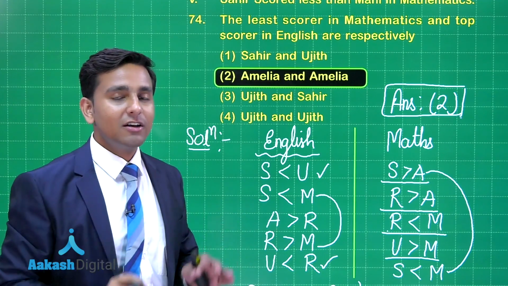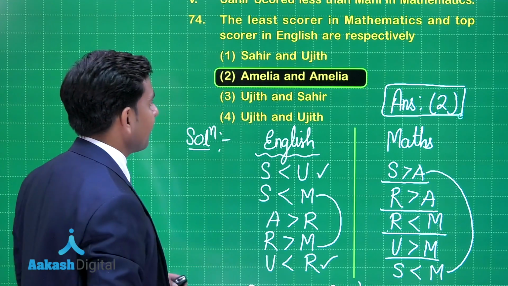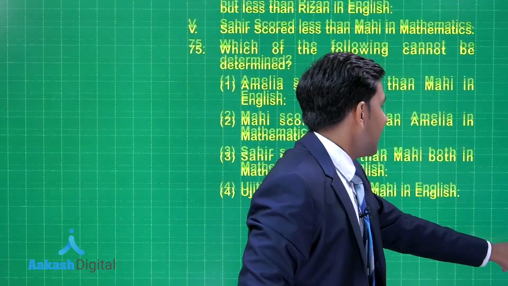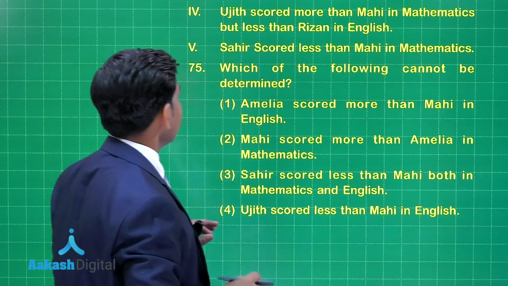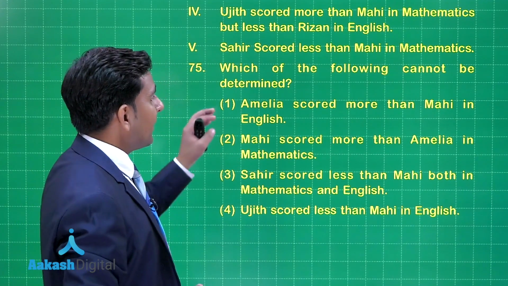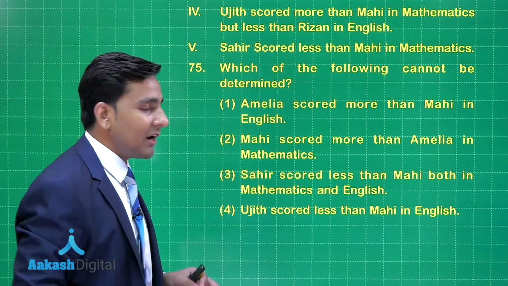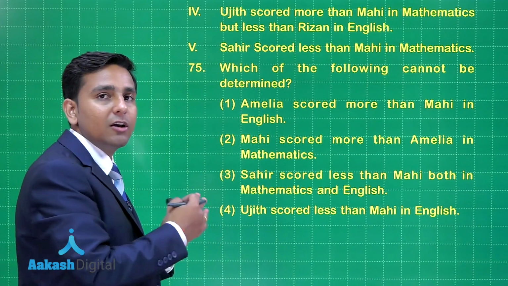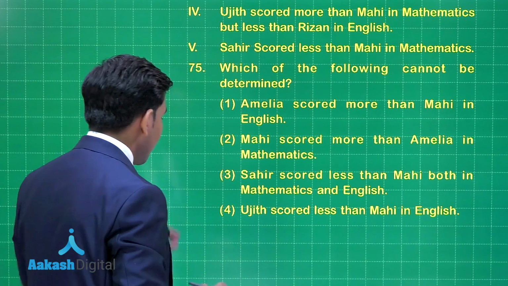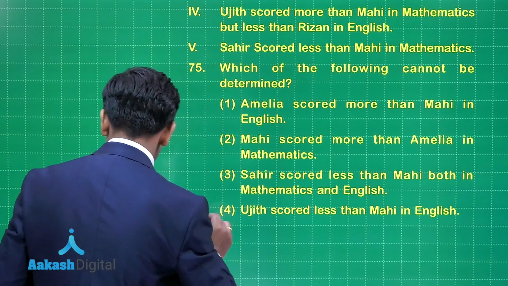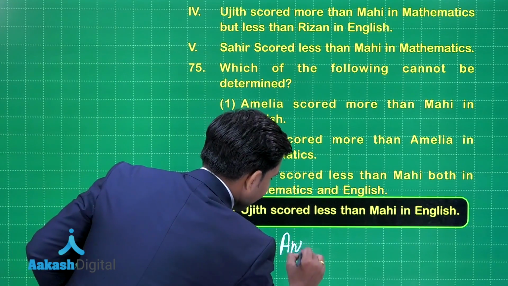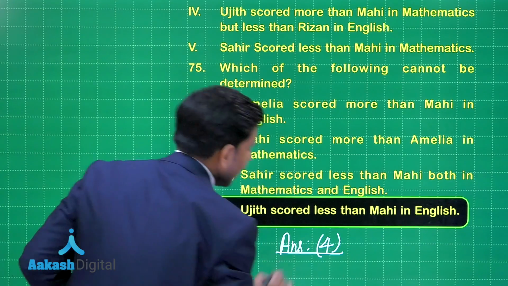Now let's proceed to question number 75. So again we have the same directions. Using this direction, the question is which of the following cannot be determined. So when we read all the given four statements one by one with the help of the two conclusions we obtained for the given information, we can simply write the fourth option is the correct answer for this question. So you can simply write the answer for this question is option number 4.